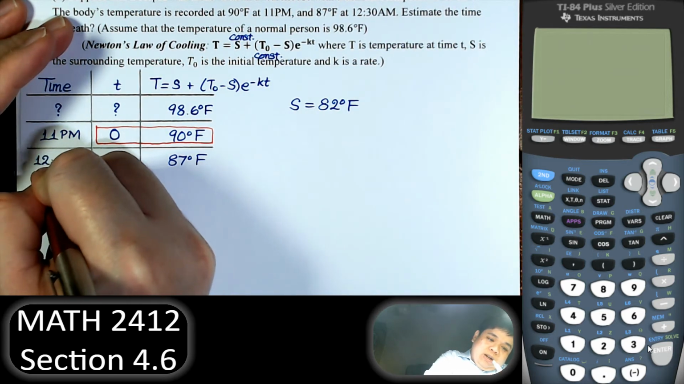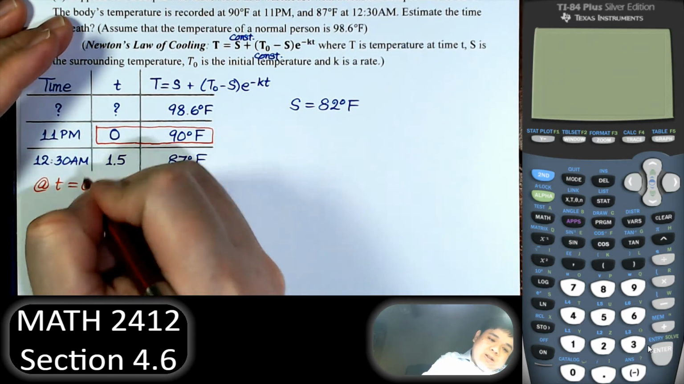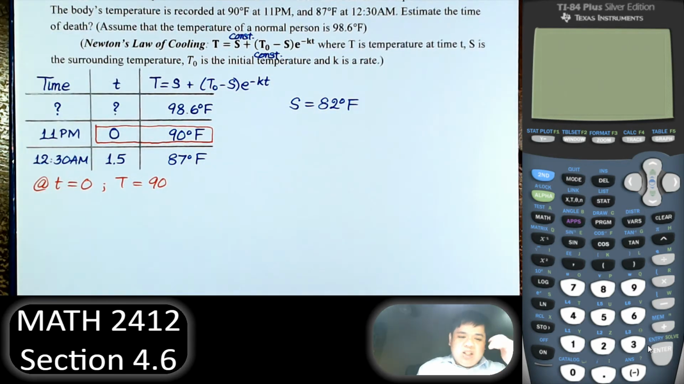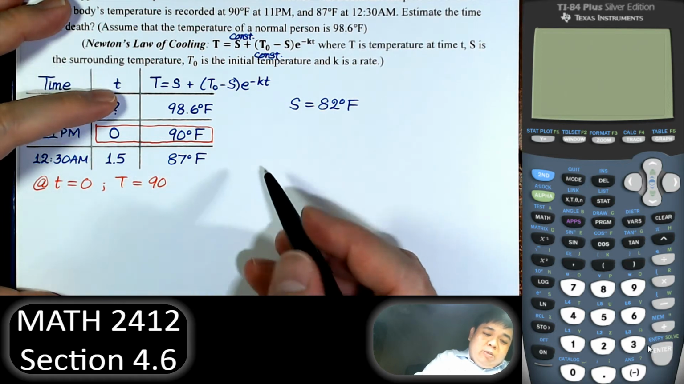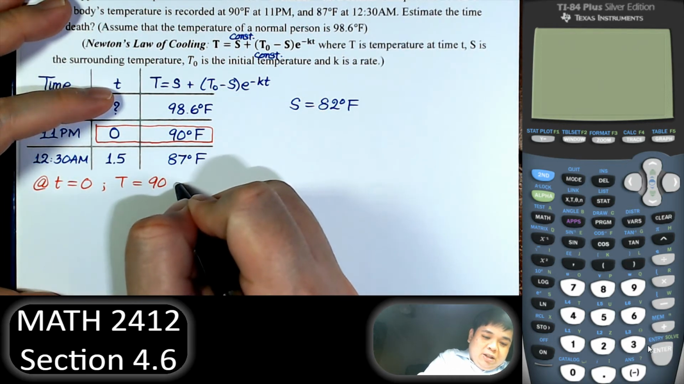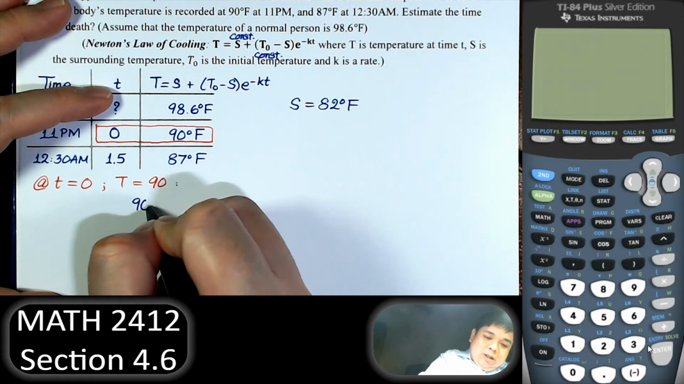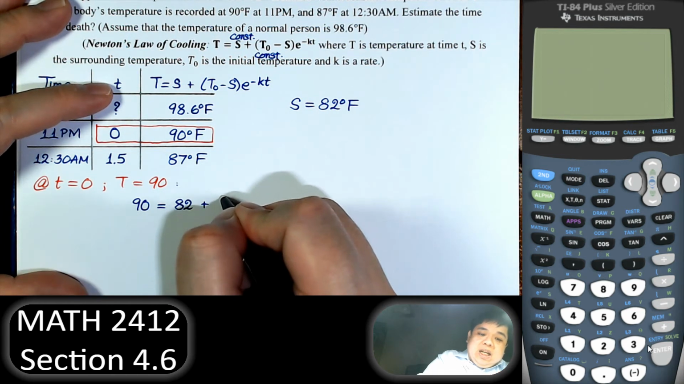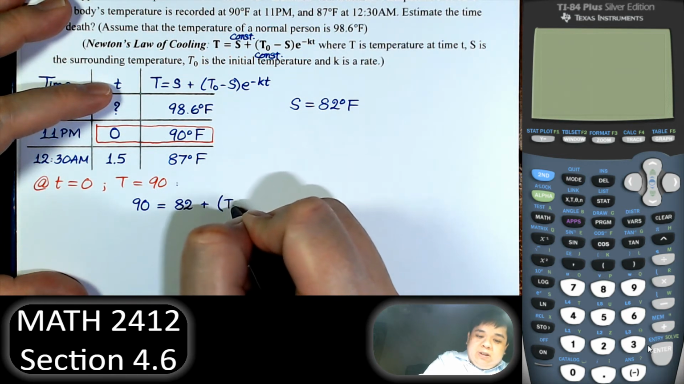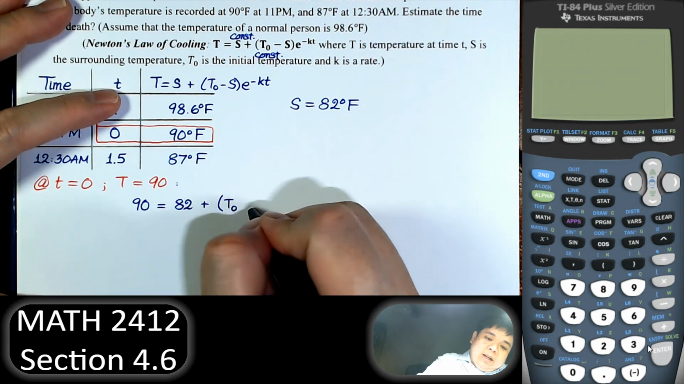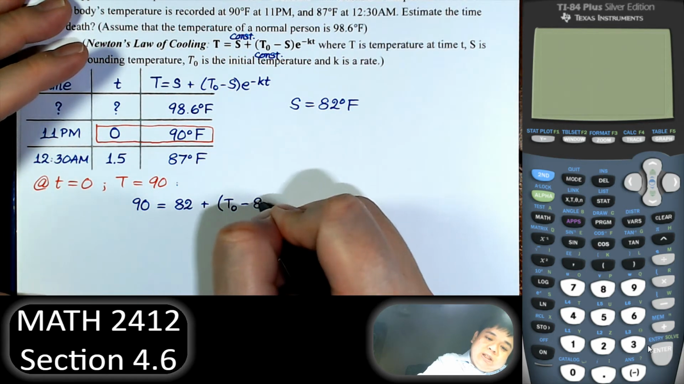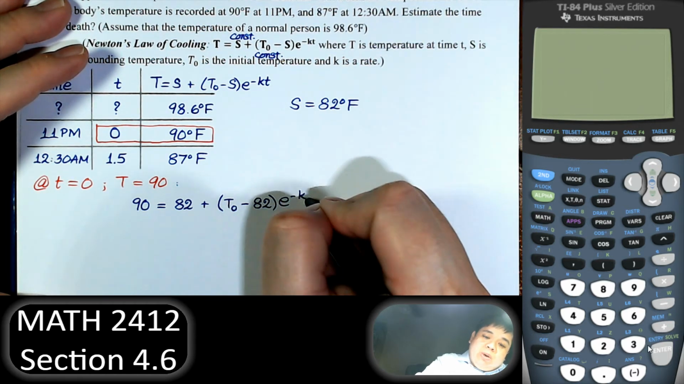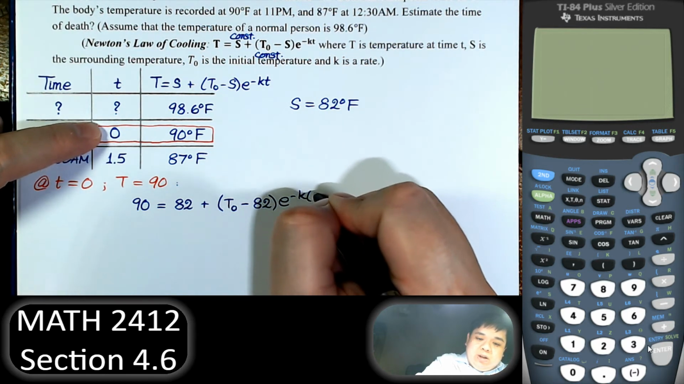When T equals 0, the temperature is 90 degrees. Just put 90, and drop the unit. So now let's put in the information we know. 90 degrees equals the surrounding 82 plus the initial temperature, which we don't know, minus the surrounding temperature, which we do know, times e to negative k. We don't know k, but we know t, which we let equal 0.